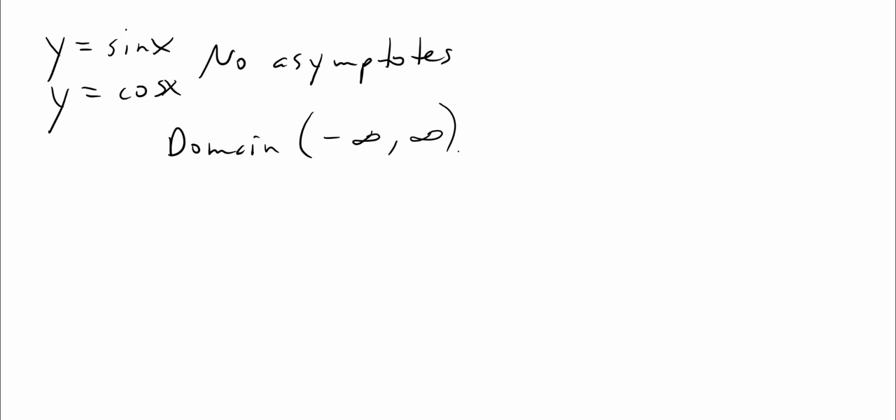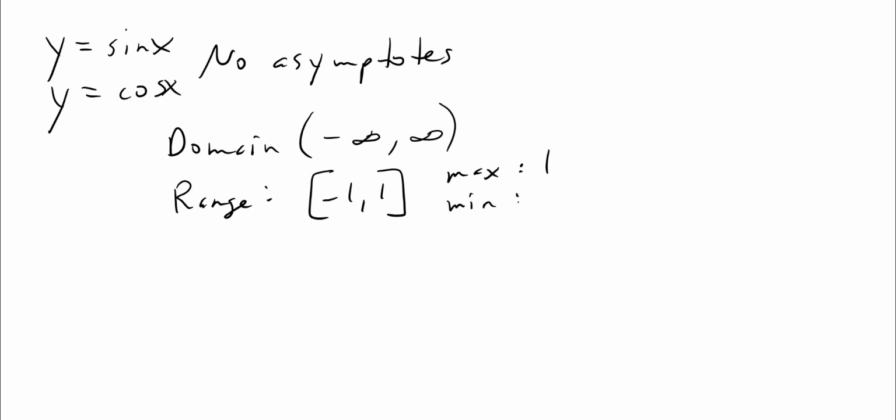Okay? Pretty easy. The range, just for the basic trig function, so think about it. How high does it go? Well, doesn't sine go up to 1 and down to negative 1? And same thing with cosine. So the range is from negative 1 to 1. That's pretty easy, right? And this bracket, too, because it includes that value. So we can really say, if I ask you just for a max, you can say the max is 1, and you can say that the min is negative 1.